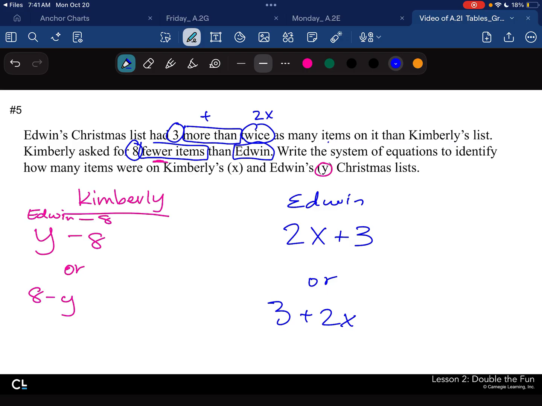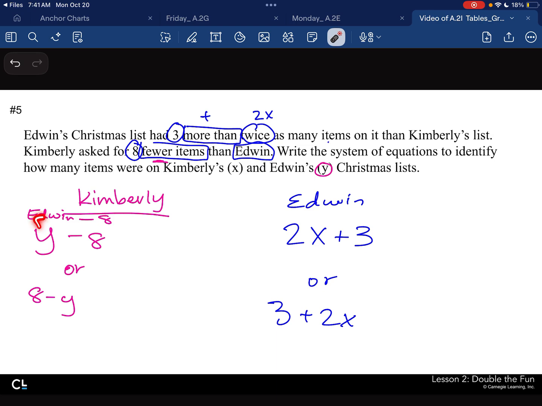So again, going to this problem, I am just breaking it down. I don't know what Kimberly has. I don't know what Edwin has. Instead of saying, oh, Edwin has 25, I'm just going to say y. He has y minus 8. That is Kimberly's equation. So a lot of it has those vocabulary words that you kind of break up into parts.